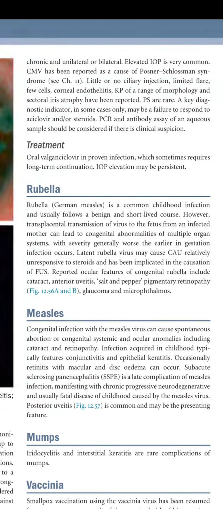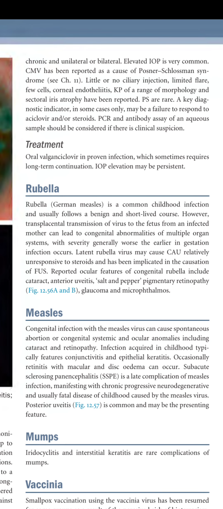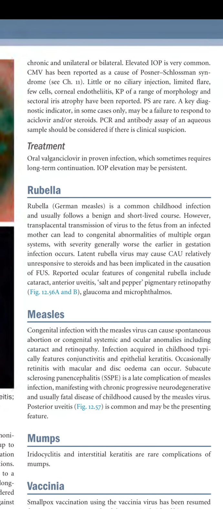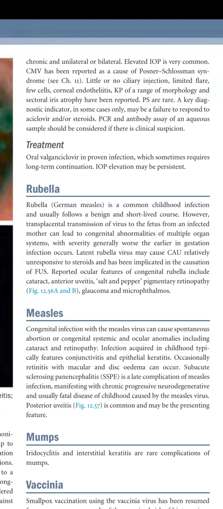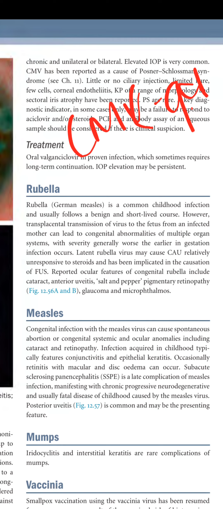Posterior synechiae are rare. A key diagnostic indicator in some cases only may be a failure to respond to acyclovir and/or steroid. PCR and antibody assay of an aqueous sample should be considered if there is a clinical suspicion. So CMV is treated with ganciclovir.